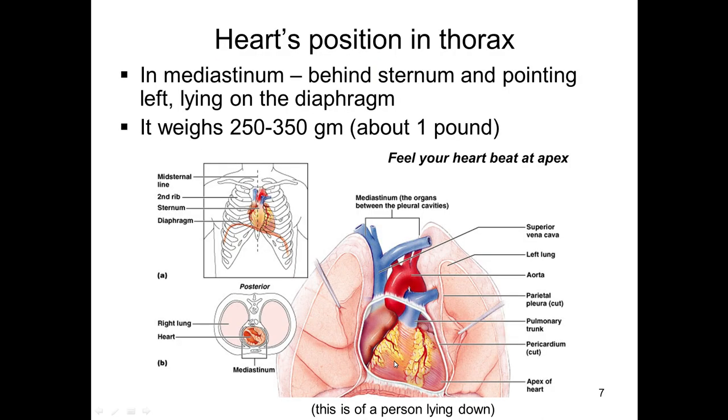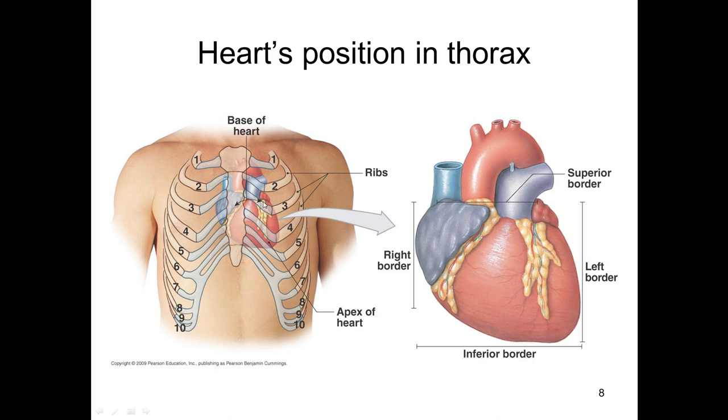What's the position of the heart in the thorax? It lies in the mediastinum, behind the sternum, and it is more towards the left side and lies over the diaphragm, that muscular fibrous organ. You can see over here in the slide. This is the sternum, and the heart lies behind the sternum and the ribs, and it is more towards the left side.